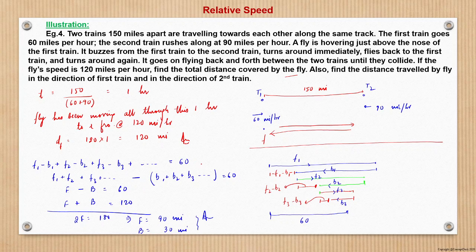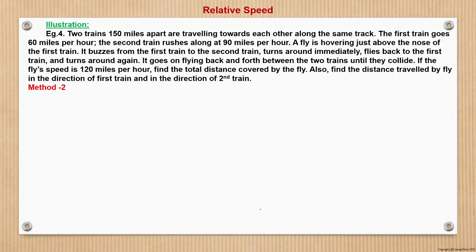How did this 60 come? Because everything will converge to a point where the two trains meet, right? And what is that point? That is a point which is 60 miles from here. Why 60? Because the trains meet after 1 hour, and in 1 hour, the first train at a speed of 60 miles per hour covers a distance of 60 miles, right? So from there we got this. Now we will see another method for the same problem. Now see here.